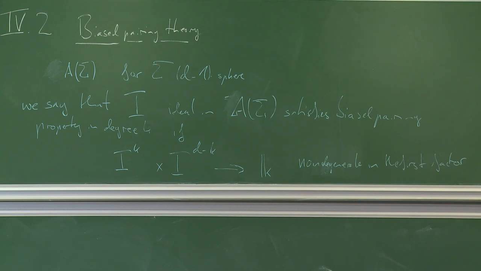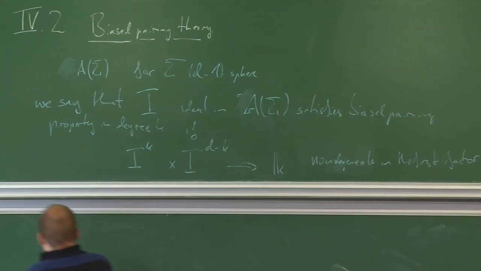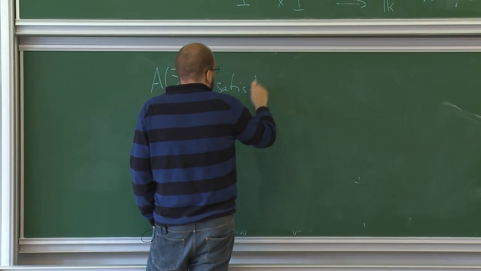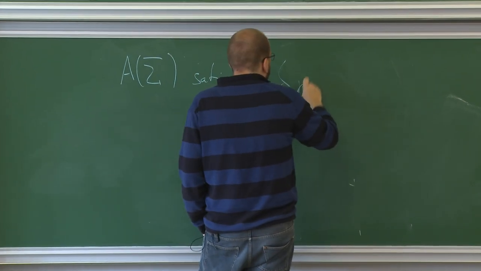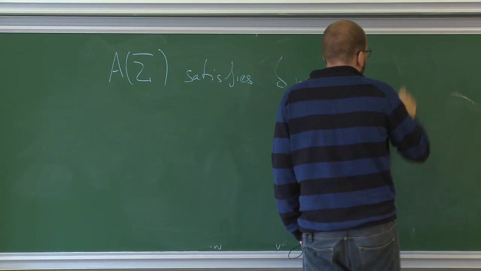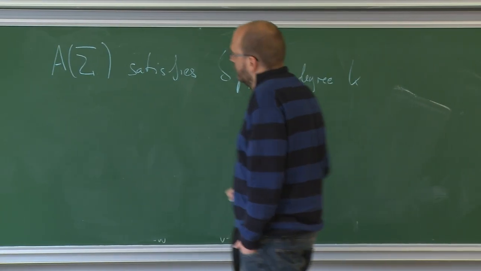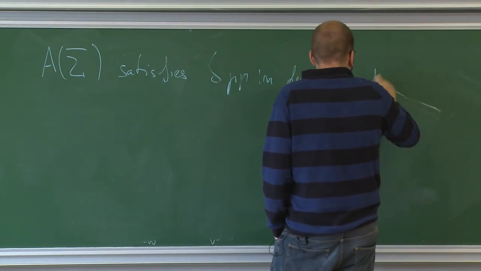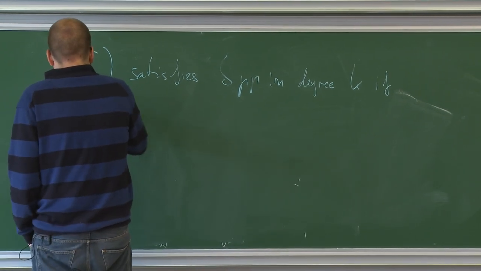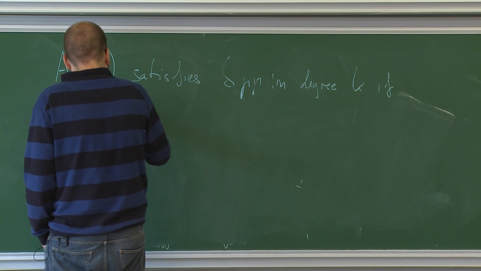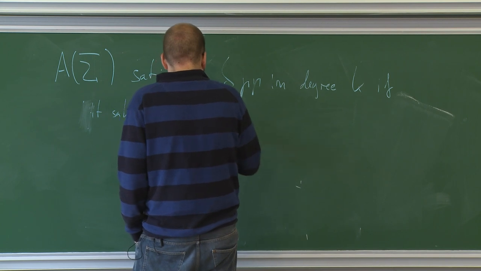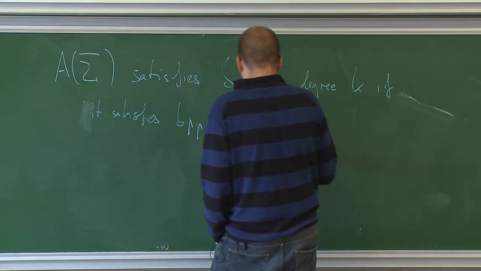I say that A of sigma satisfies the Poincaré pairing property in degree k if it satisfies the Poincaré pairing property at all square free monomial ideals.